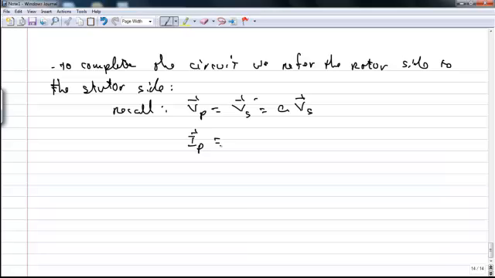The current on the primary side, Is prime, is equal to the current on the secondary side divided by A, and a secondary impedance referred over to the primary side, Zs prime, would be equal to A squared Zs. Here the prime indicates that the value is referred over to the primary side, from the secondary side to the primary side.